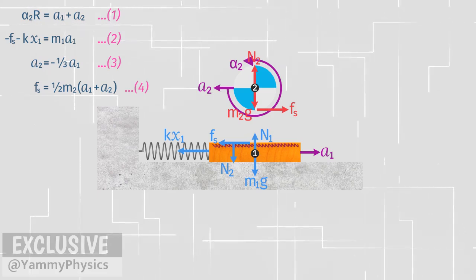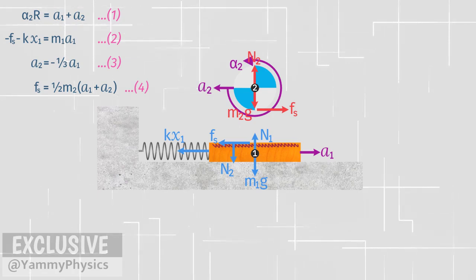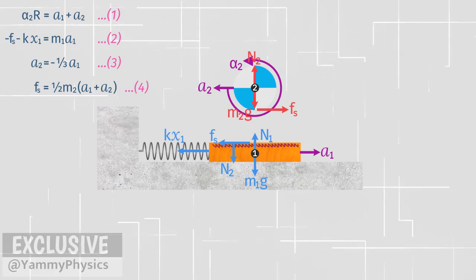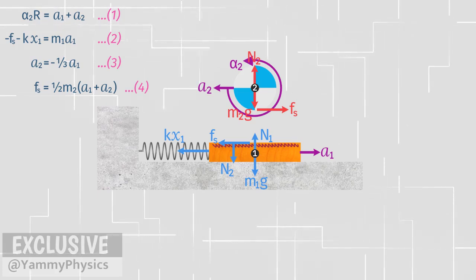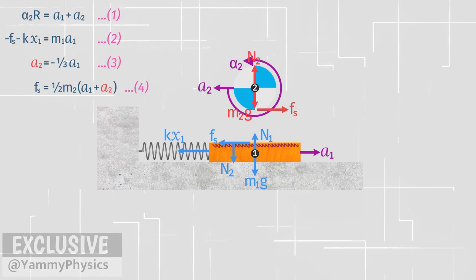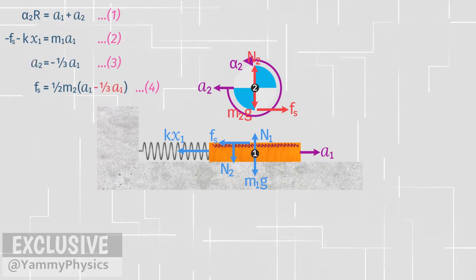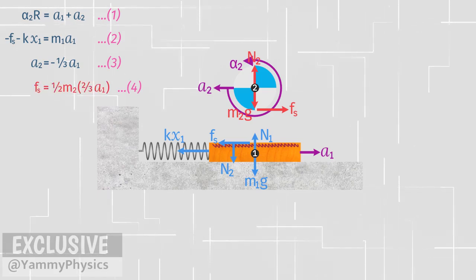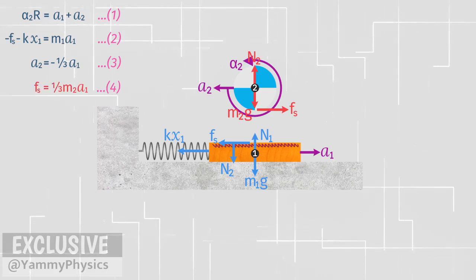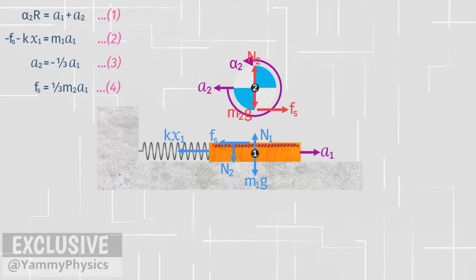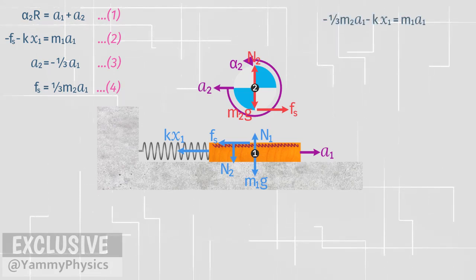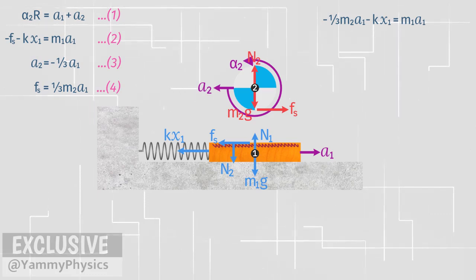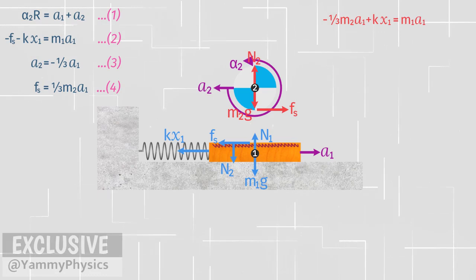Why? Because what is requested is the period of oscillation of the board. The acceleration that is identical to the board is a1. So we will substitute the acceleration of a2 into the friction force equation. From here, Fs is equal to 1/3 m2 a1. Now, we can use this value of Fs in equation 2. We can write equation 2 like this.